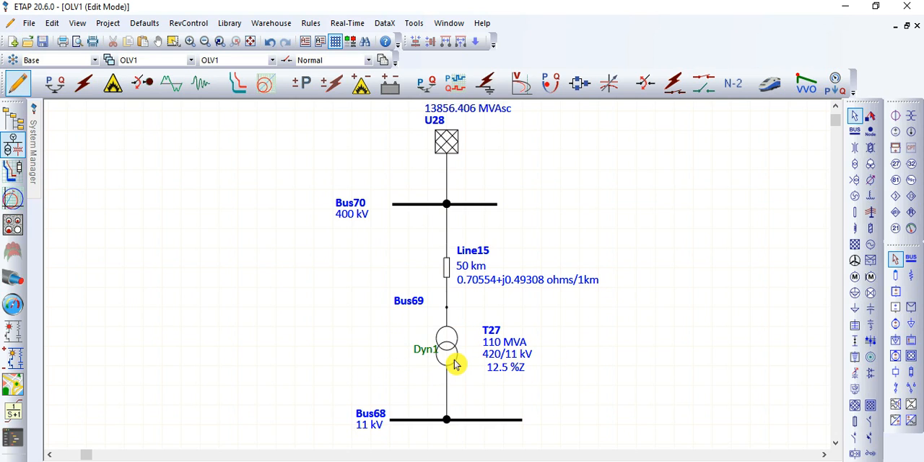How the transformer impedance plays an important role for the short circuit studies. In this video, we will see this impact of transformer impedance on the short circuit current and also the impact of the grid short circuit parameters. That means whenever we are going to change the grid short circuit current, maybe by more than 10 kiloampere or 20 kiloampere, what is the impact if there is a transformer?